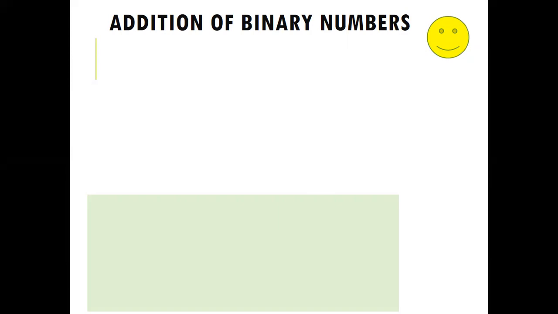Addition of binary numbers doesn't differ so much from the addition of numbers in base 10. The only, should I say, clause here is that you cannot get other digits apart from zeros and ones. There's no digit such as two, so you use 10 instead of two. And then three is actually 11. Those are some basic things you need to understand when you're doing this addition.